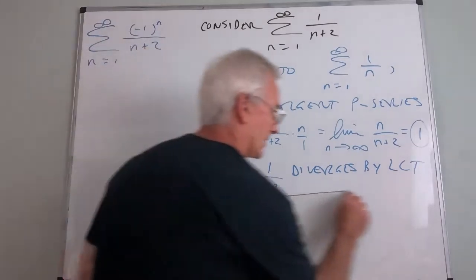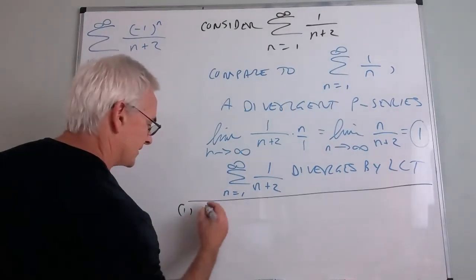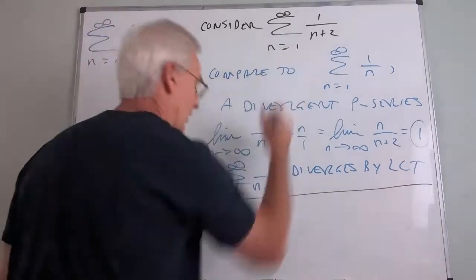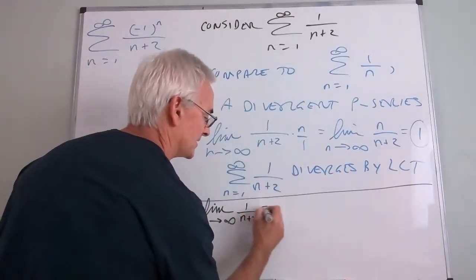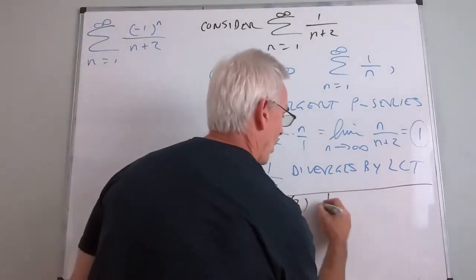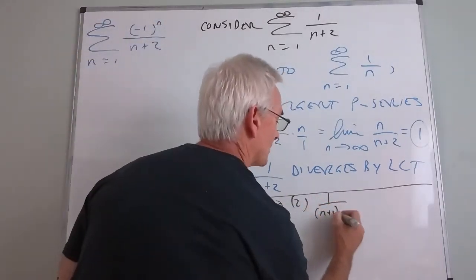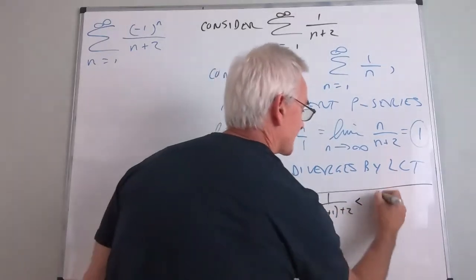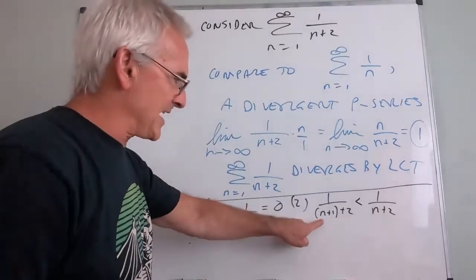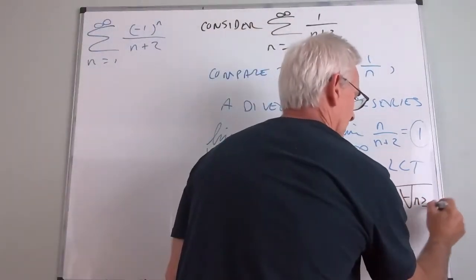Do you remember? The nth term test has two parts. The first part, which is the more important of the two, by the way, is that the limit as n goes to infinity of a_n equals 0. And the second part is that 1 over n plus 1 plus 2 is smaller than 1 over n plus 2. Is this a true statement? Is the next term always going to be smaller? We have to test it. Yes, that's actually true for all n greater than or equal to 1.